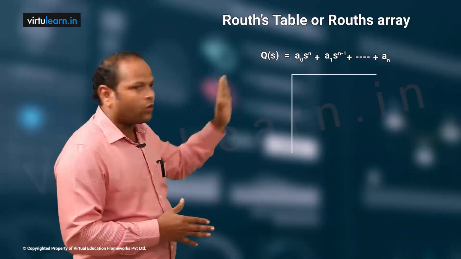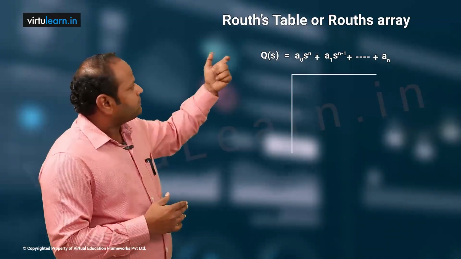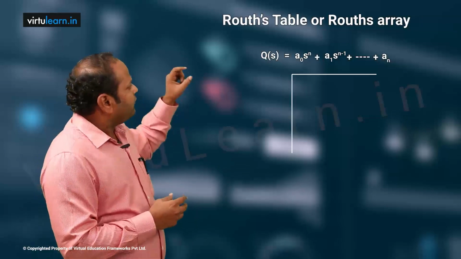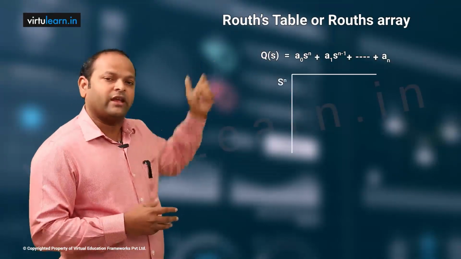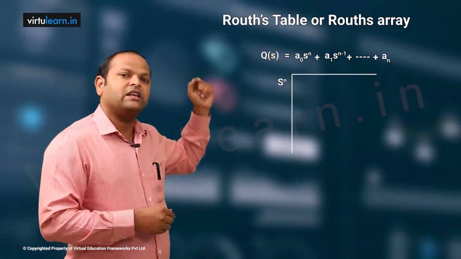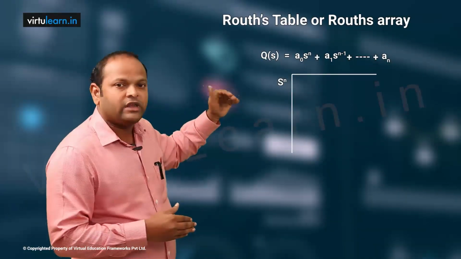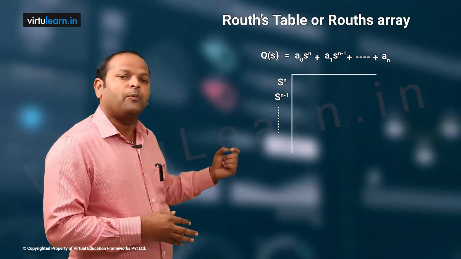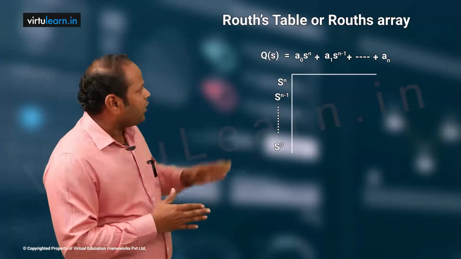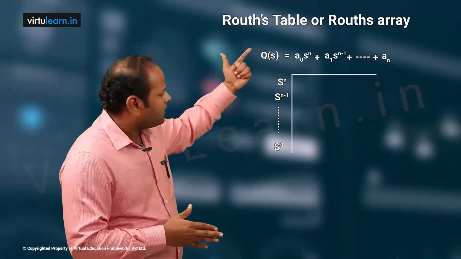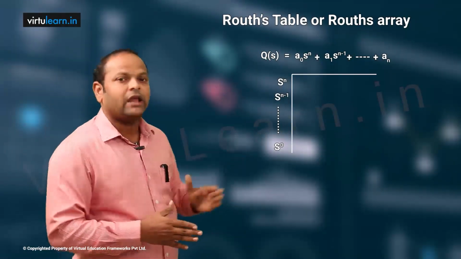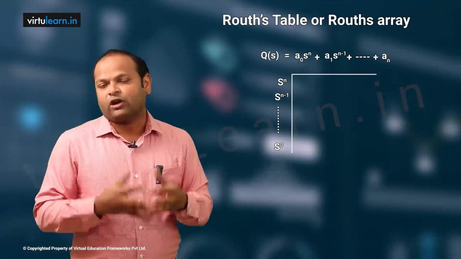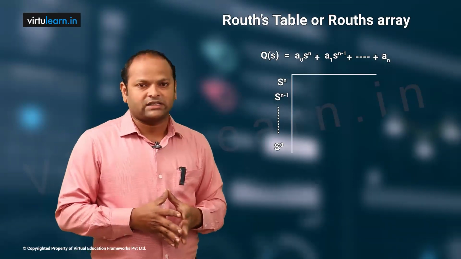First of all, look at what are the rows here. We know that s power n is the highest degree. There are n number of poles or roots of the characteristic equation. So the first row I am going to name as s power n. Then the next is s power n minus 1, again s power n minus 2, dot dot dot up to s power 0. Therefore, total how many rows? Starts from s power n and ends at s power 0. Total we have n plus 1 rows, right? So in any Routh's table there are n plus 1 rows, where n is the order of the characteristic equation.